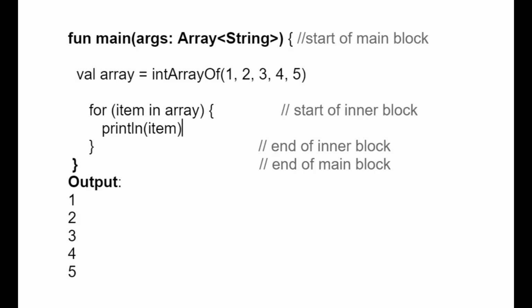We are having a main function, an array of integers. We are printing values of the array by using a for loop. This was all about Kotlin expressions, statements, and blocks. I hope this video will help you to understand the concepts.